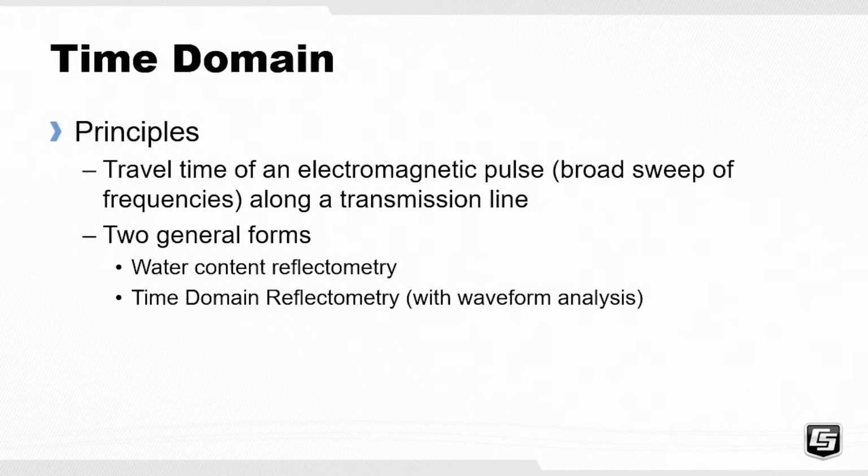The other common method of measuring dielectric constant is time domain. In general principle, this is using the travel time of an EM pulse along a transmission line. It's worth noting that this is usually a broad sweep of frequencies, not a single operating frequency, which is an advantage as well. There are two general forms for time domain: water content reflectometry and time domain reflectometry with waveform analysis.